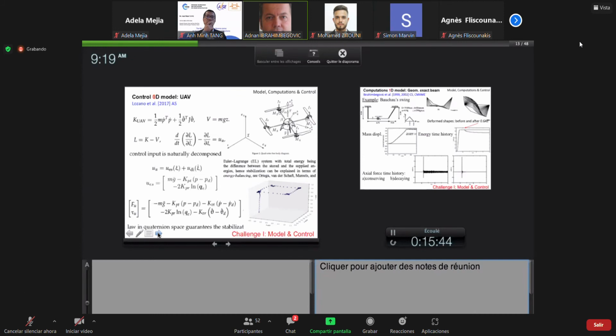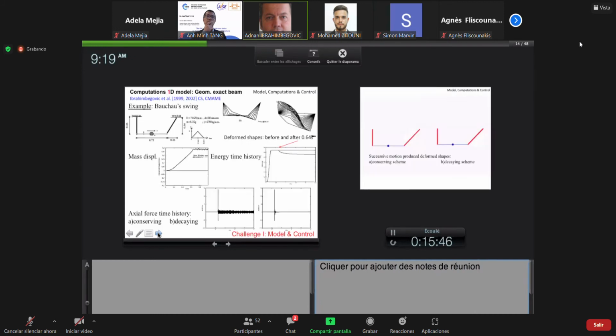Only you don't have a single point, but a distribution in 1D or 2D and so on. So you can see that energy conservation is very important, not only for the control, but also for keeping the computation stable.